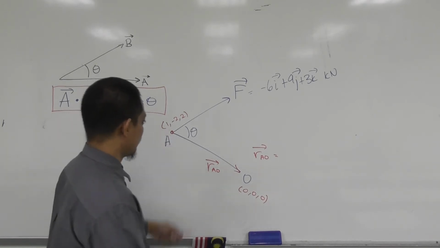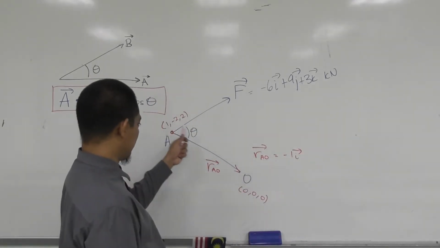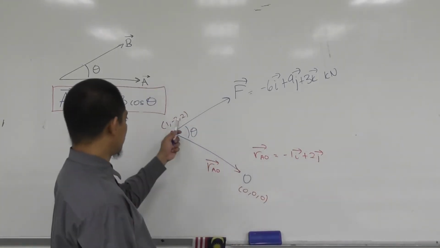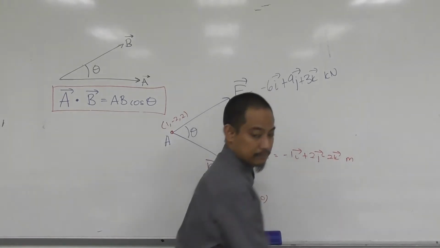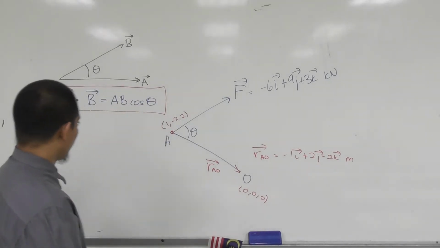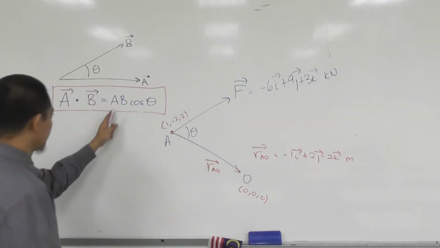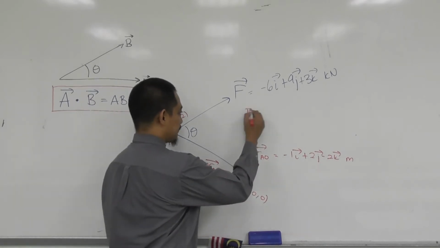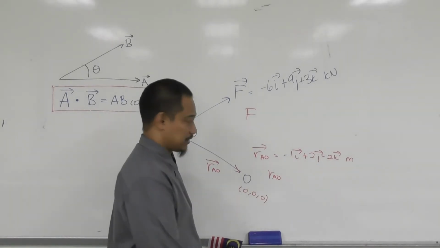So 0 minus 1 is minus 1i. 0 minus negative 2 is plus 2j. 0 minus 2 is minus 2k meter. It's in meter, right? Now, I have the two vectors, right? This one vector, this is one vector. But you need these two magnitudes, right? So you need the magnitude of F, you need the magnitude of R, A, O. Is it easy to do?